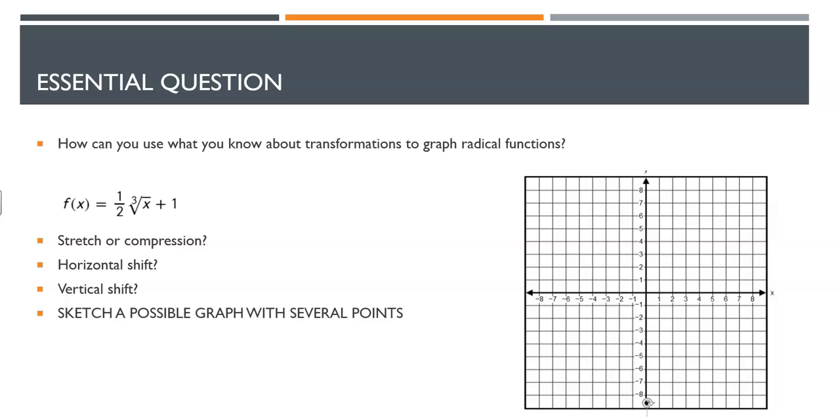All right, my essential question was, how can I use what I know about transformations to graph radical functions? So I could just plug in a bunch of points and do it that way. But I want to verify that I'm getting some things right here. So is it a stretch or compression? Well, a cubic root of x minus h plus k. So a is less than 1 but greater than 0, so I know that it would be a compression by 1/2. And because it's outside, it would be a vertical compression.